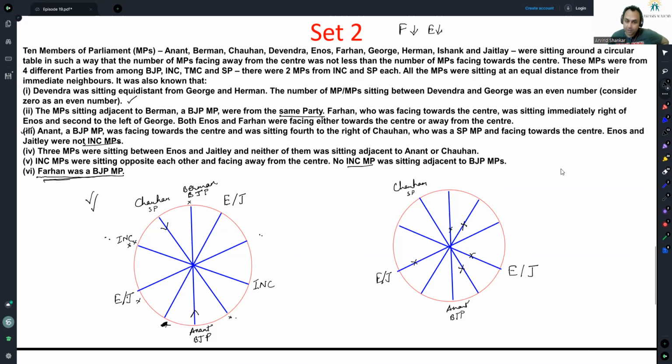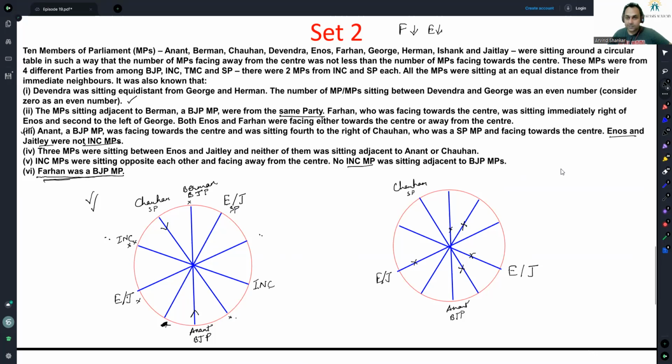Burman cannot be here because INC and EJ, Enos and Jaitley, were not INC MPs, so these 2 cannot be INC, and anyway 2 INC MPs have been identified. The only spot left for Burman is to come here. If Burman is here, Chauhan is here. So these folk will be from SP. Okay. Now I know, wonderful thing.